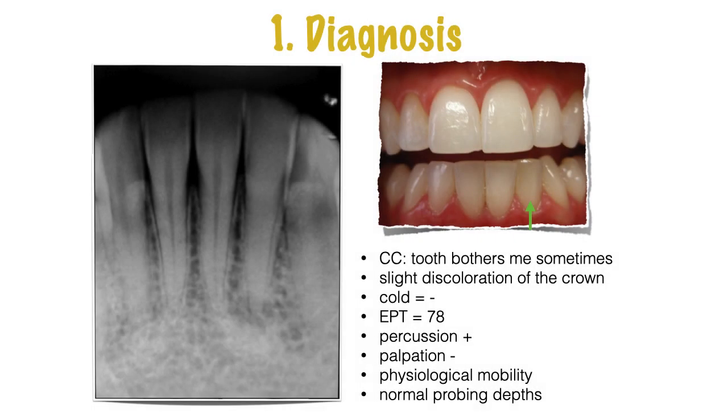So let's look at this case. We're looking at tooth 3-2. There's an arrow there. The tooth bothers this patient sometimes. There's a very slight discoloration of the crown. Tooth was testing negative to cold. When you look at the periapical radiograph, you see that the pulp chamber is completely calcified, and you can barely see the canal. And you can see this radiolucent area there, but you also see here, is it normal bone trabeculation, or is there something that we should be concerned about there. EPT was very close to 80. Percussion was tender.